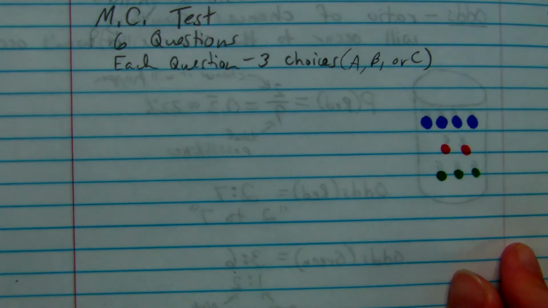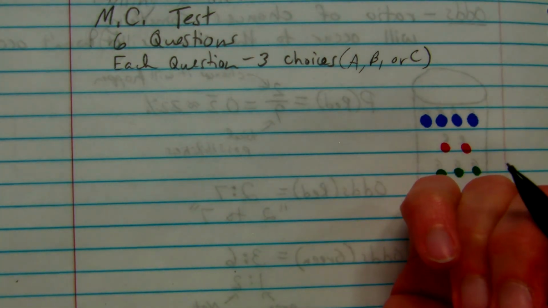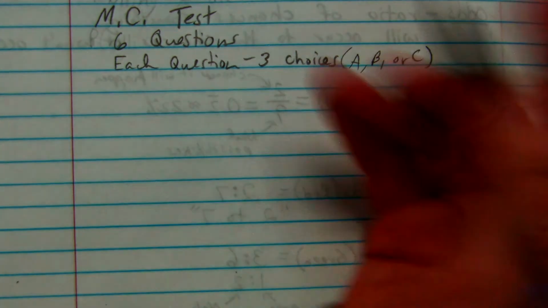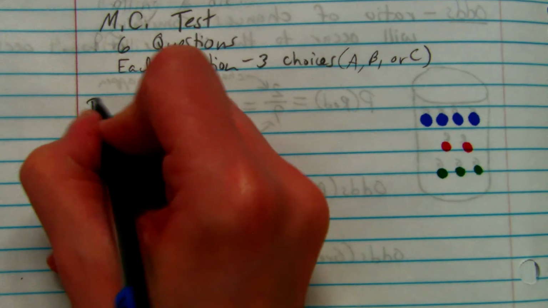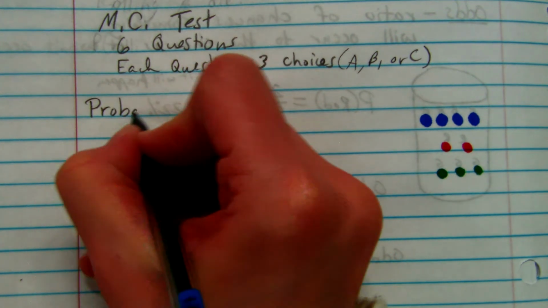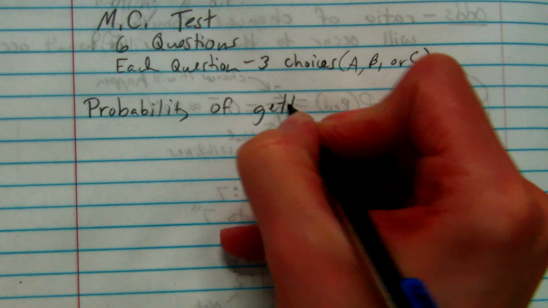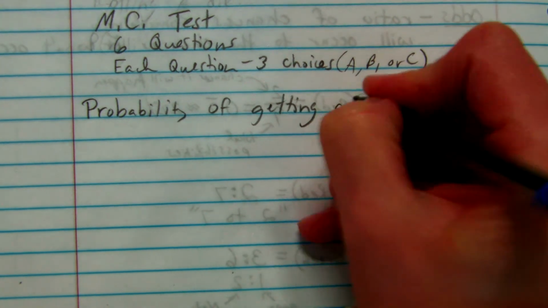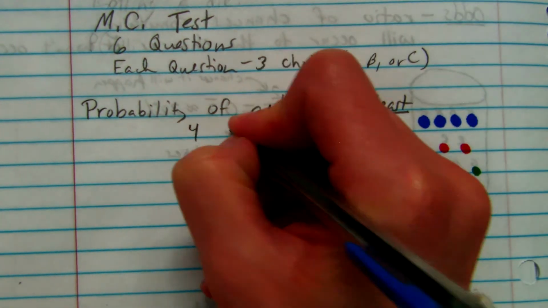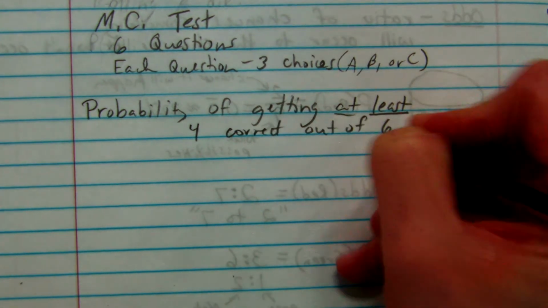Okay, and all you want to do is get more than half. So let's say that we want to find the probability of getting at least 4 correct out of the 6 questions.